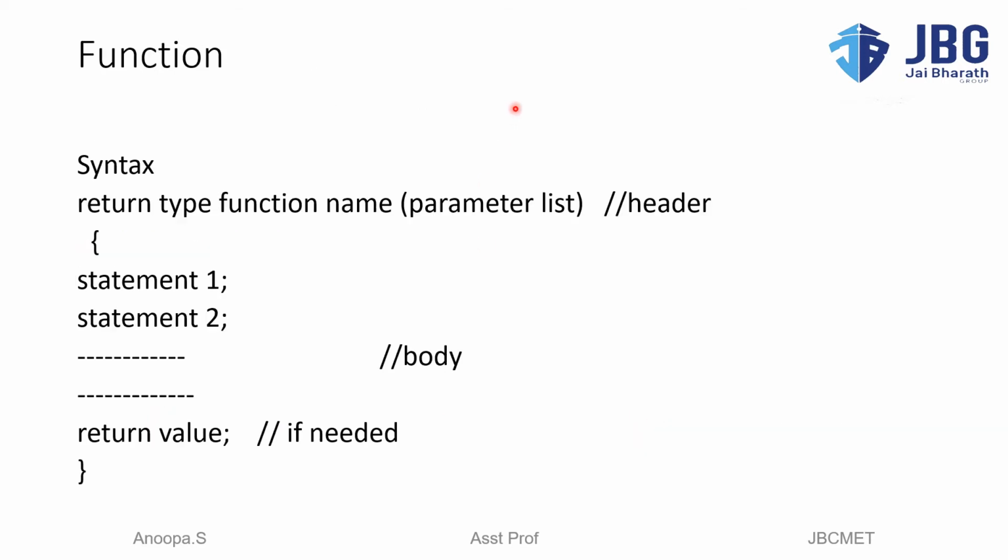Now, this is the syntax. Return type, function name, then parameter list within parentheses. This is the header. Now this is the function body. The function body is written within curly brackets and there will be lines of code. Okay.